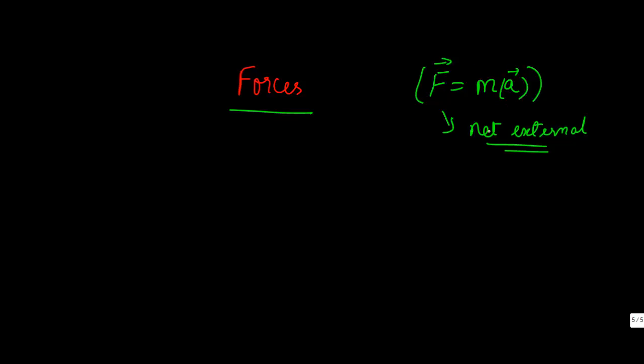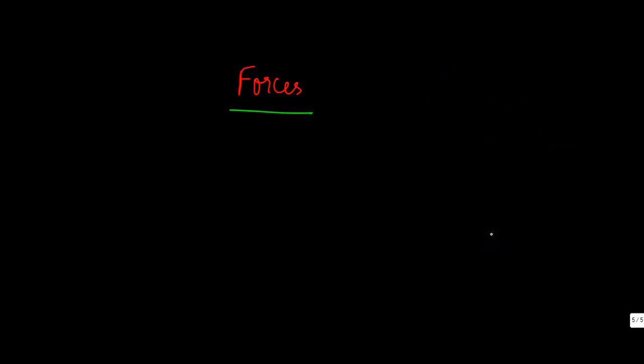But this net external force means that there could be n number of forces, the nature of which this law doesn't talk about. And the cumulative effect, if I can take out the vector sum, then I know that acceleration will be along that, and the magnitude of the acceleration will be given as force divided by the mass of the body. So now we're going to talk about the nature of these forces.